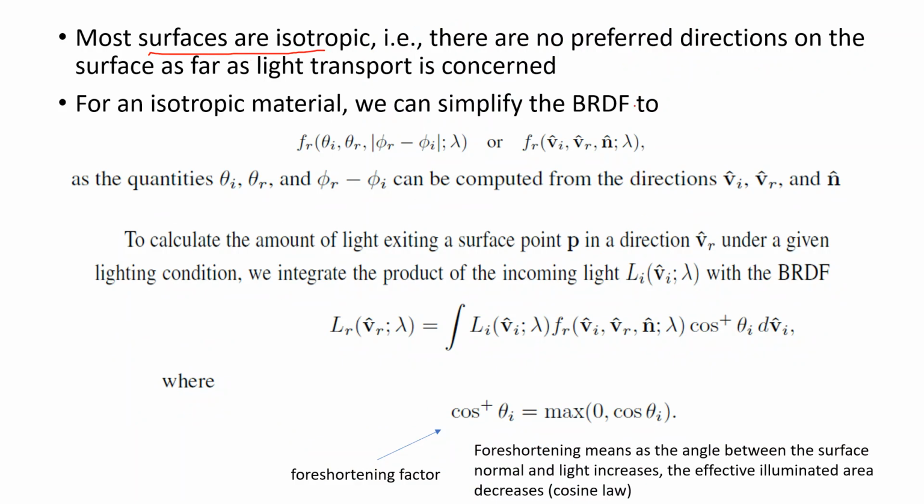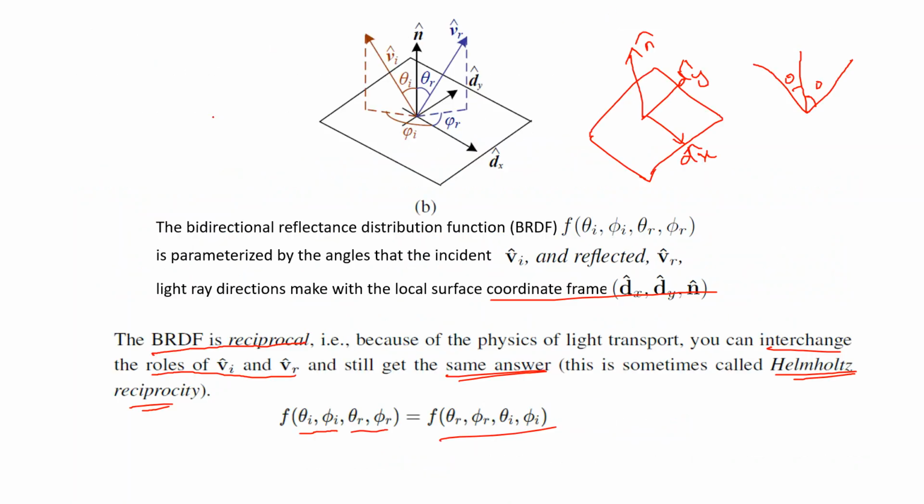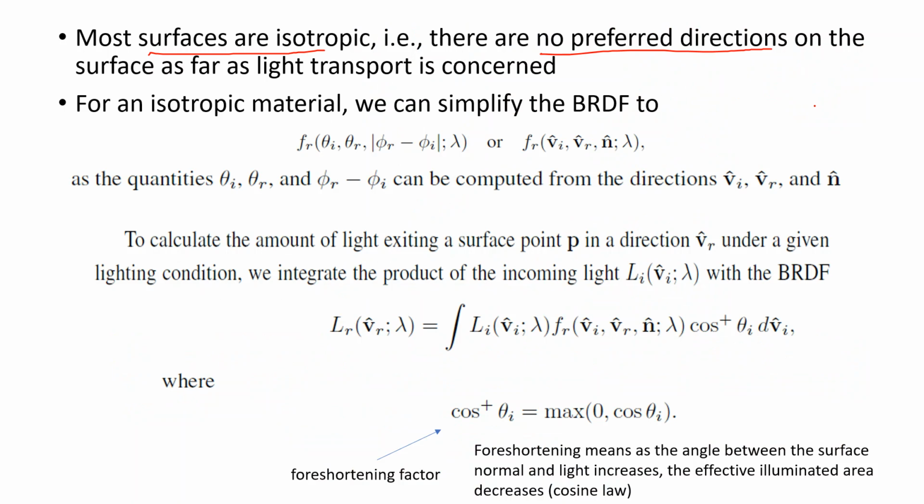Let us consider the surface as isotropic or non-isotropic. If the surface is isotropic, it means there is no preferred direction on the surface. Which means if we rotate the surface like this, the theta values won't change between the incident and reflected light. So in case of an isotropic material, we can simplify the BRDF into the difference between psi r minus psi i. So the individual psi i and psi r are not required. Instead, we can take only the difference between psi r and psi i. So we can also represent it as Vi, Vr, and n.